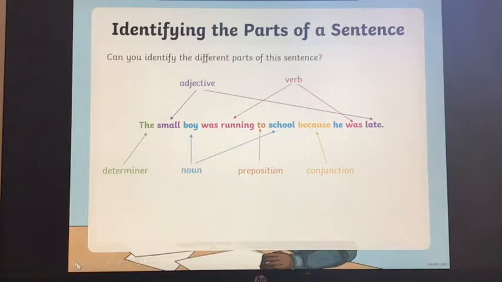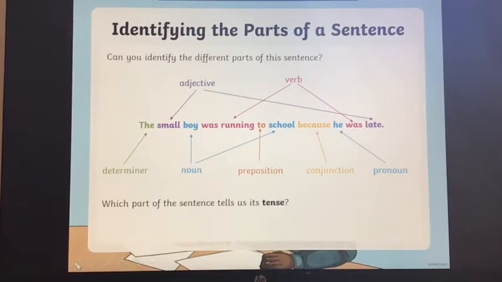And finally, can you spot the pronoun? A pronoun is a word that can be used to replace a noun. And in this case, I'll give you a clue, it's replacing the word boy. Yep, you've probably got that. It's the word he. We could say the small boy was running to school because the small boy was late. But we would say and we would write the word he. We would replace the boy.